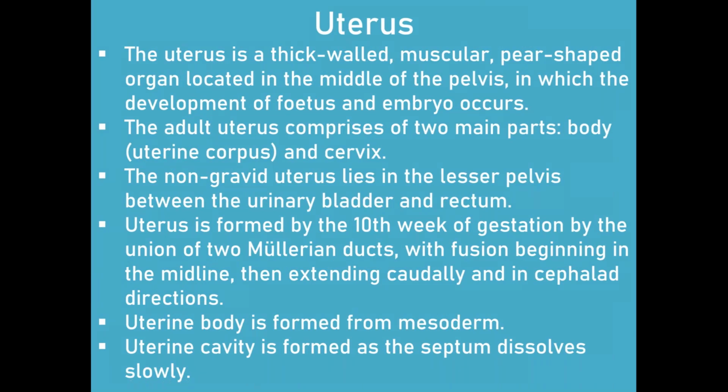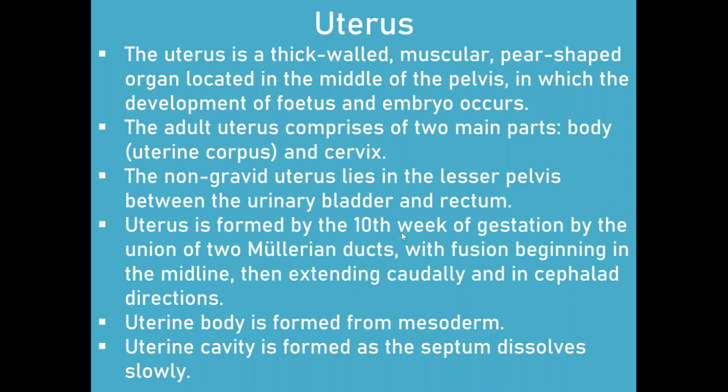So what about the uterus? It is a thick-walled, muscular, pear-shaped organ located in the middle of the pelvis, in which the development of the embryo and fetus occurs. The adult uterus consists of two main parts, the body and the cervix. The uterus lies in the lesser pelvis between the urinary bladder and the rectum.